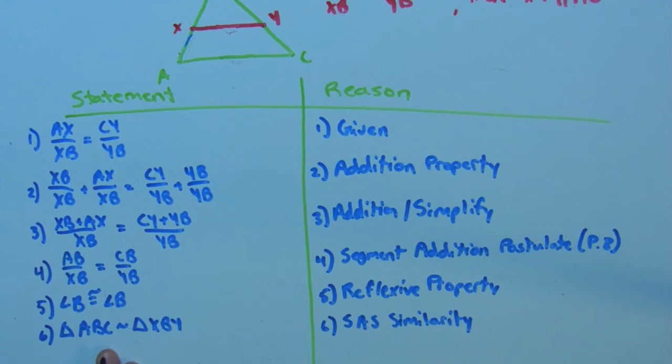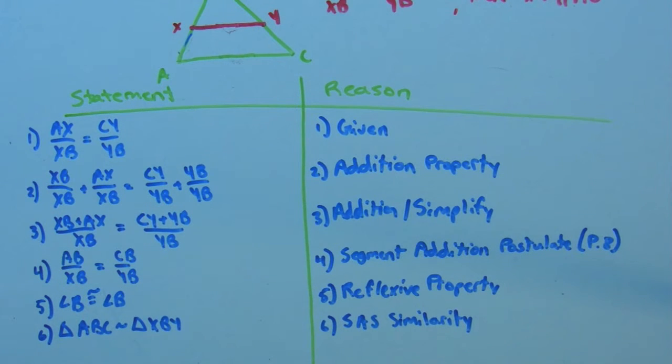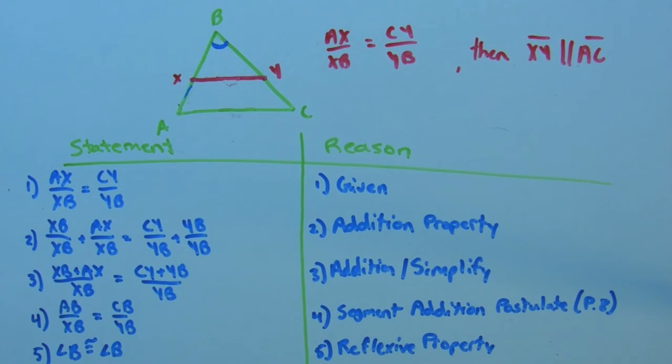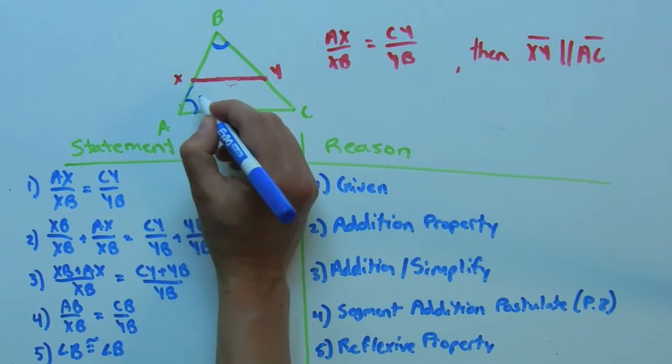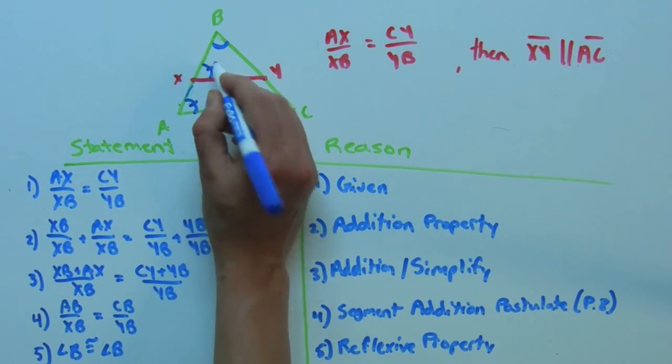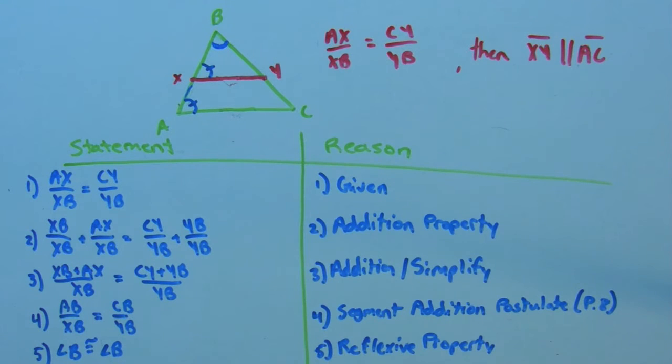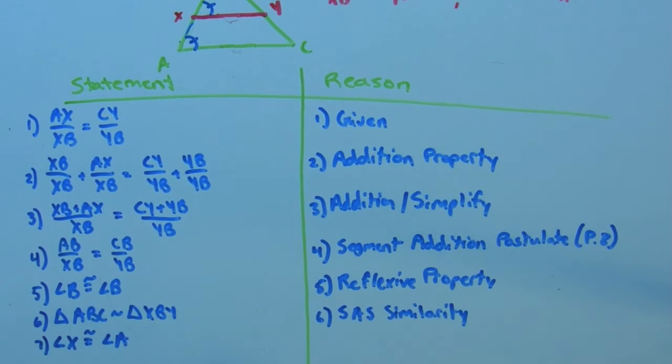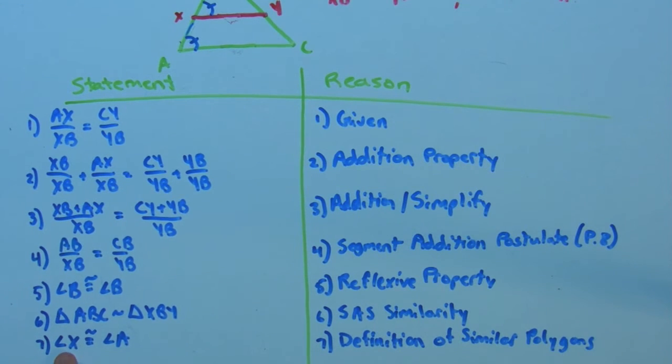And since triangle ABC is similar to triangle XBY by the side angle side similarity theorem, we're going to have that the angles within those triangles are congruent by the definition of similar polygons. So we can say that this angle A is congruent to this angle X. So by the definition of similar polygons, angle X is congruent to angle A.